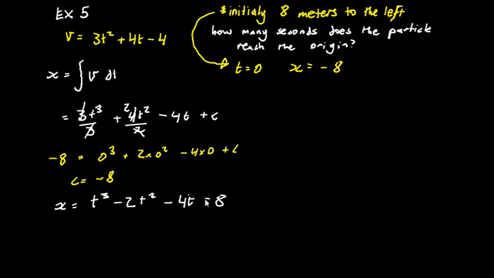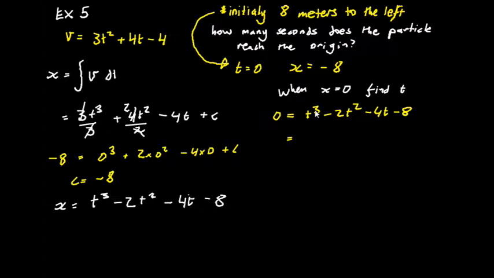And the question asks how many seconds it takes to reach the origin. So what we're doing is we're finding when x is equal to 0. Basically we're finding our time t at x equals 0. So using that information, we find 0 is equal to t cubed plus 2t squared take 4t take 8. We just need to solve for t.